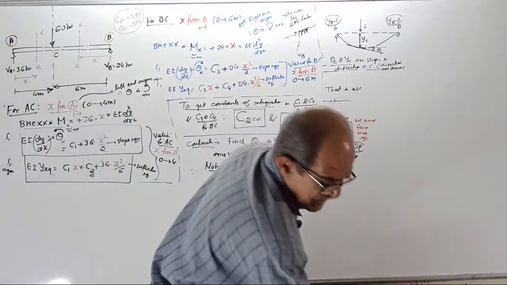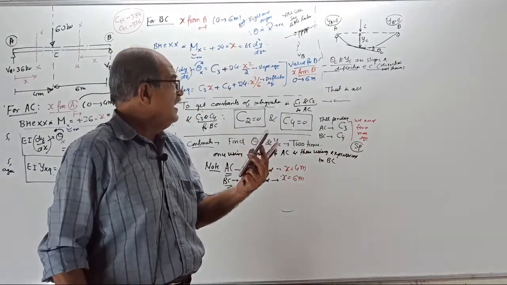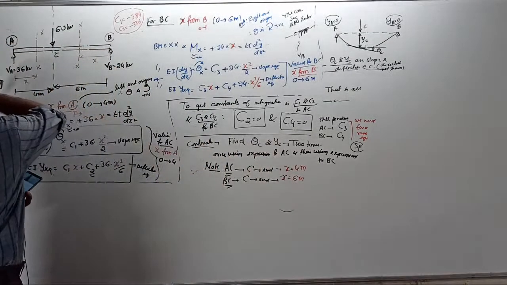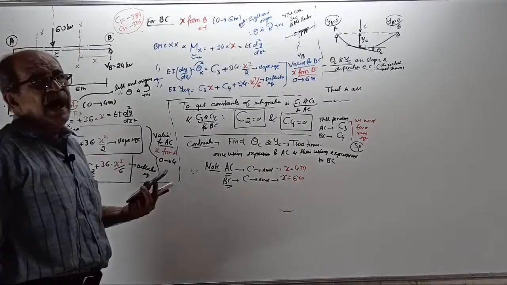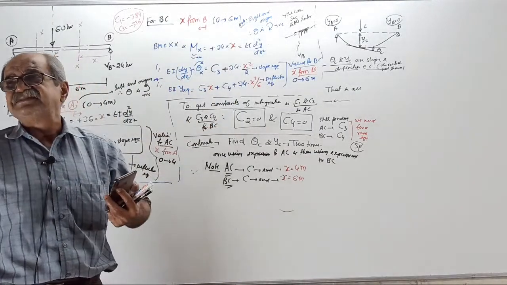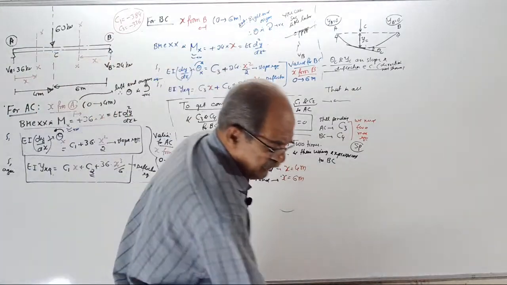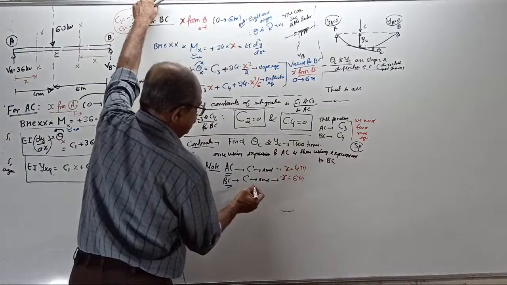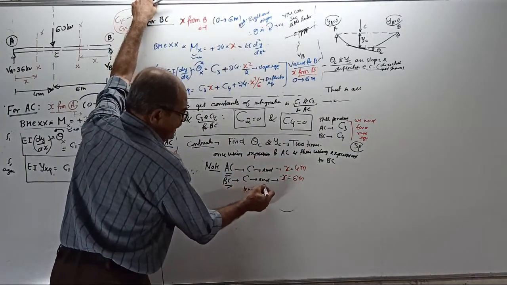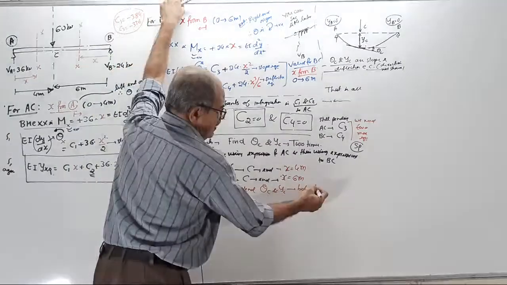Tell me, is this clear? Only C is the common point. Why? End point of this side, end point of that side. This side you put x equal to 4, you get the answer at C. That side you put x equal to 6, you get the answer at C. So, clear or not? Therefore, find theta C and yc both twice.